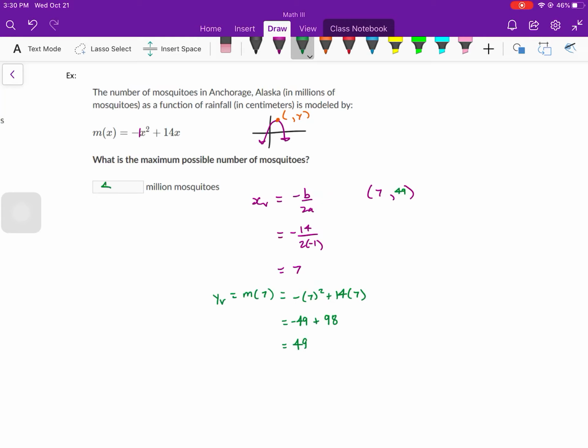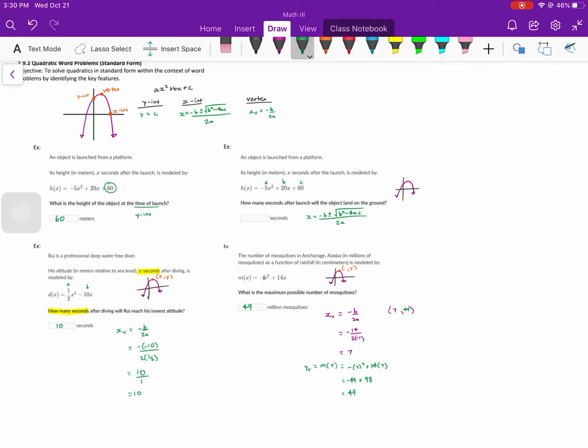So that's how you find those key features with standard form. It's all right here. The y-intercept, it's just simply c. The x-intercepts, you got to do the quadratic formula or factor if you can. I think this one is factorable. And then the vertex, you can find the x-coordinate using that formula, but if you need the y-coordinate, you're going to have to plug it back in. And that's it.